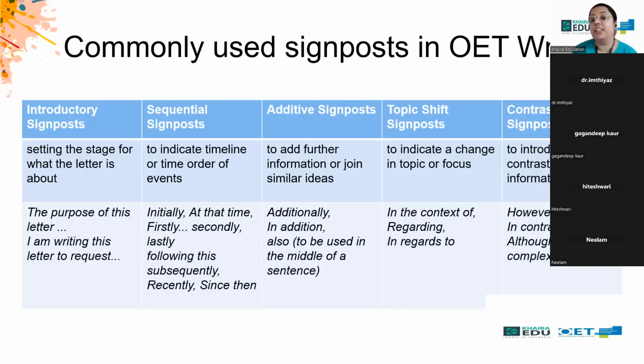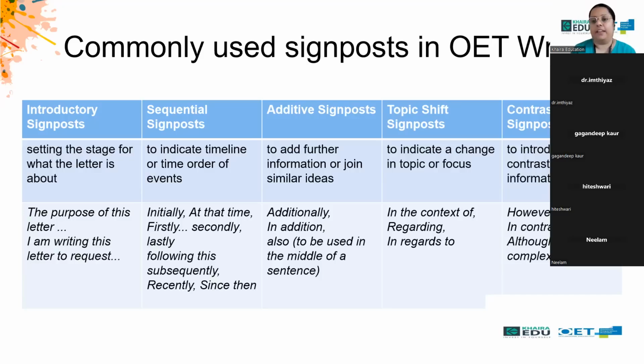For example, in the context of his lifestyle habits, his dietary habits, regarding his medical history, her social history, in regards to, just like we use in context of, in regards to her social history. And how do we put them into a sentence? Let's listen to this example.